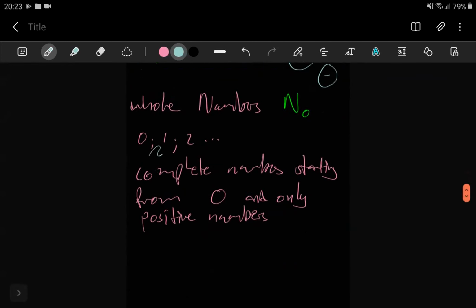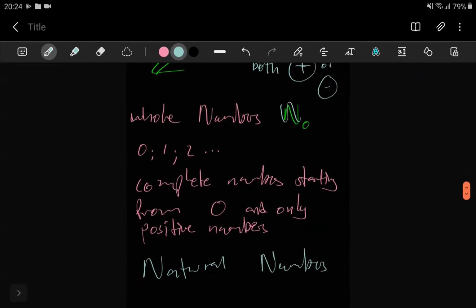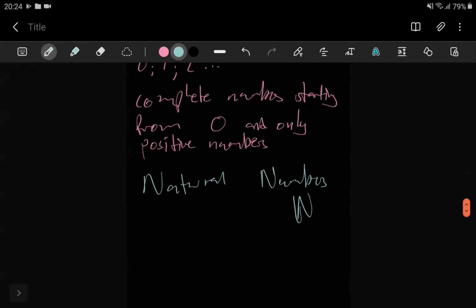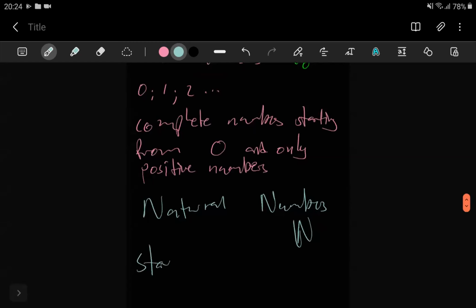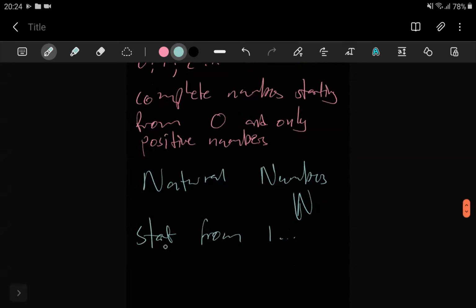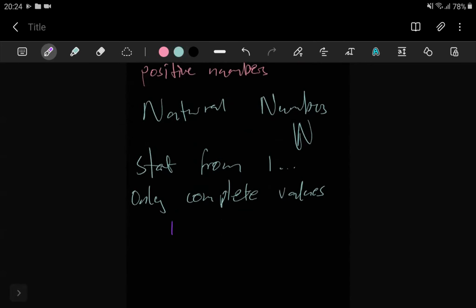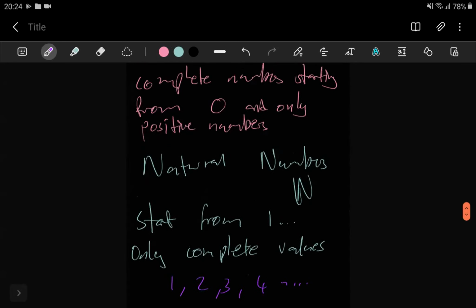And then funny enough, inside whole numbers, you have natural numbers. Natural numbers have the symbol, it's like an N as well, but it has nothing here. The natural numbers start from 1, and then only complete values. When I say only complete values, I mean that they have no decimals. So it's like 1, 2, 3, 4, going on and on. So those are natural numbers.